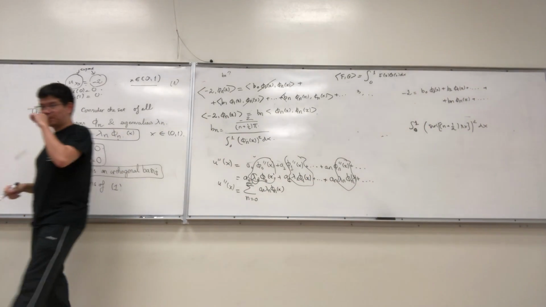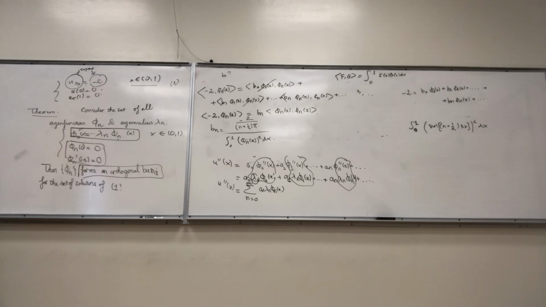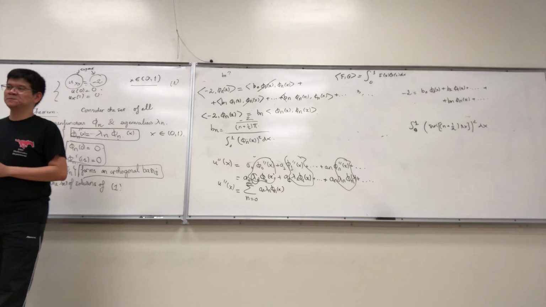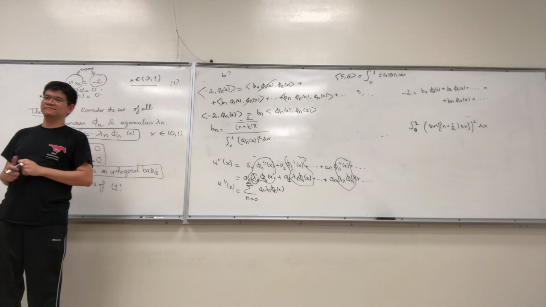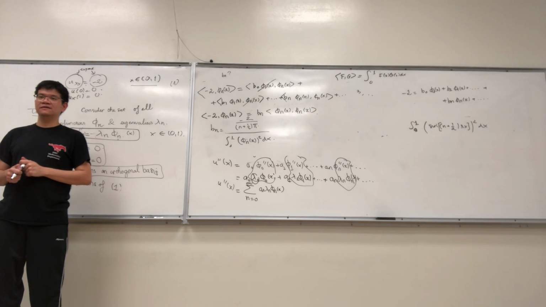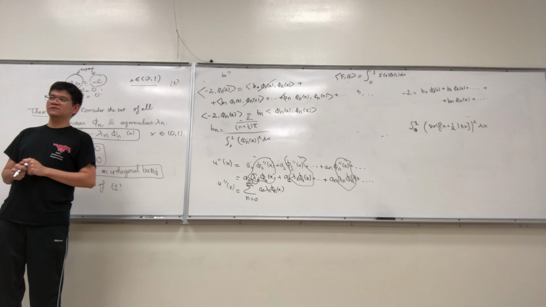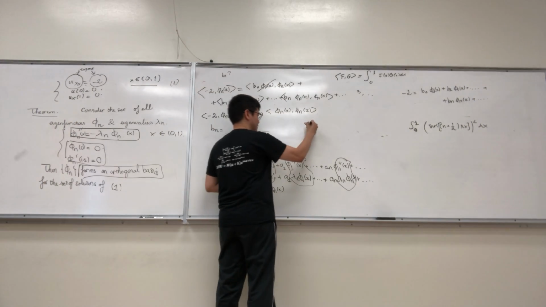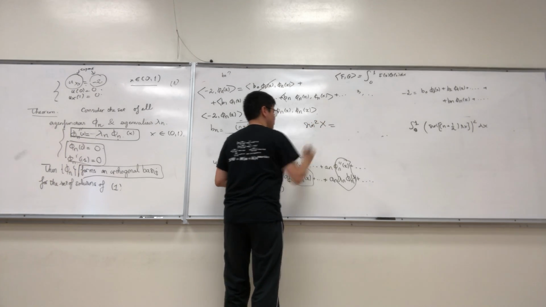So what is the second value? How can I compute this? Yes? Would it be 2 sine cosine? No. What is sine squared? 1 minus cosine squared. So what is sine squared of x equal to?